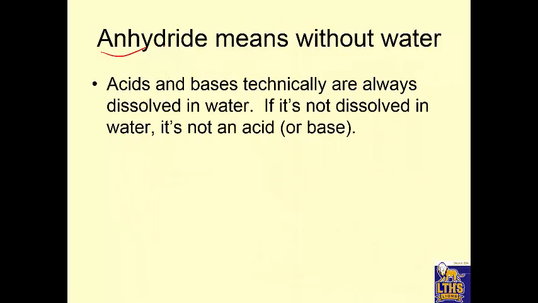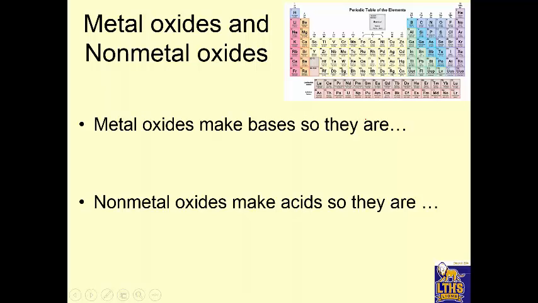Okay, vocab word: anhydride means without water. So we're going to be looking at compounds that don't have water in them, they don't have H plus, and they don't have OH minus. They're called anhydrides because they don't actually turn into acids or bases until you put them in water. Acids and bases are always dissolved in water. If it's not dissolved in water, it's not an acid or base.